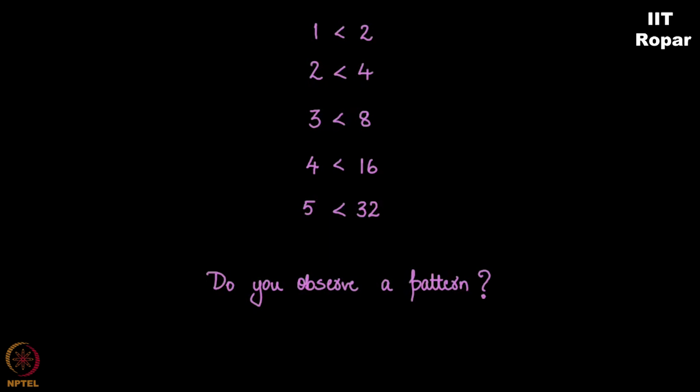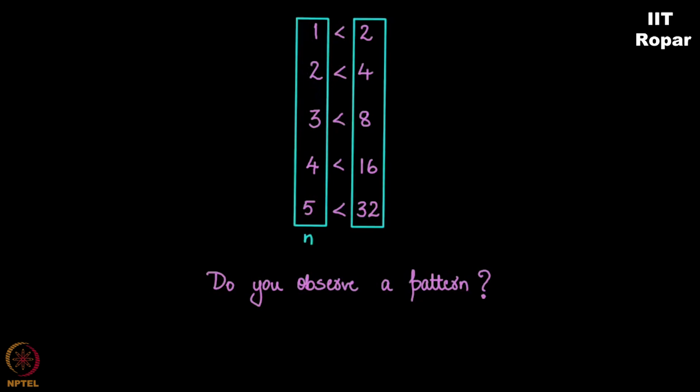If I consider the left hand sides as n and the right hand sides as 2 power n, you see there is an n here and I'm going to take the same power of 2. So it is 2 power n here. Do you observe that n is strictly less than 2 power n?